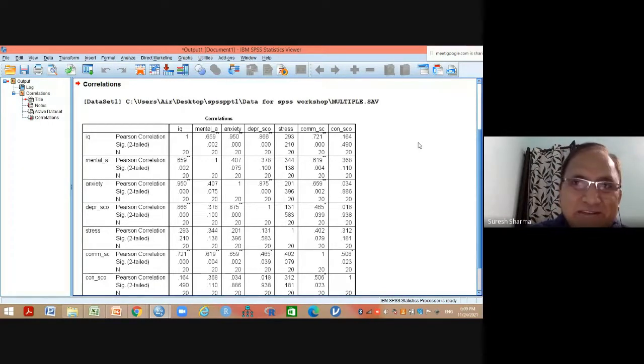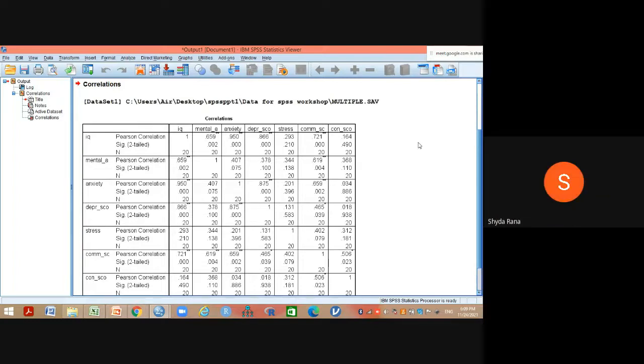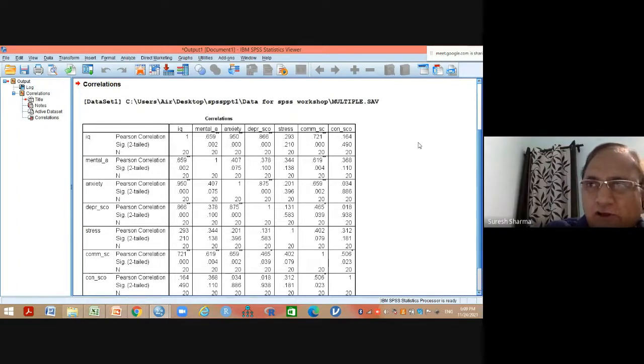Why? Because right in the beginning, I explained to you that correlation is never used for prediction. It's only the regression which is used for prediction. So here we have computed correlation or regression? Correlation. So if you are giving your idea based on correlation, then you are absolutely wrong, right? So please try to remember my words.